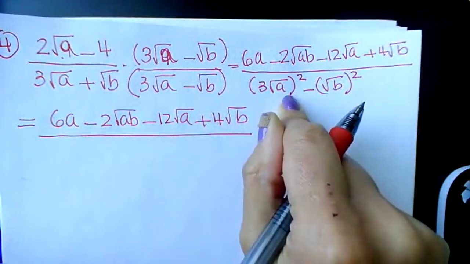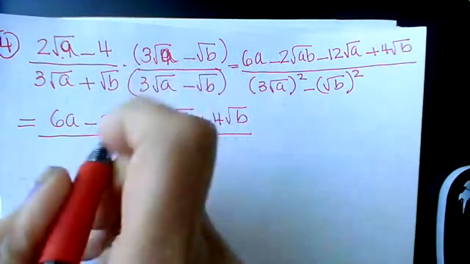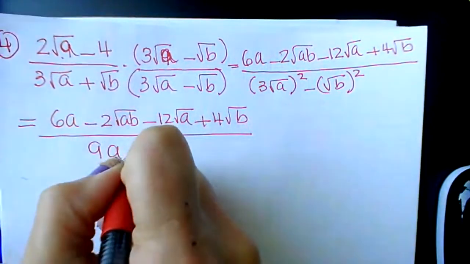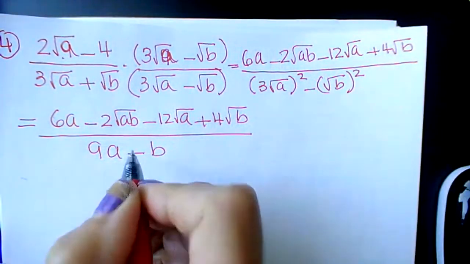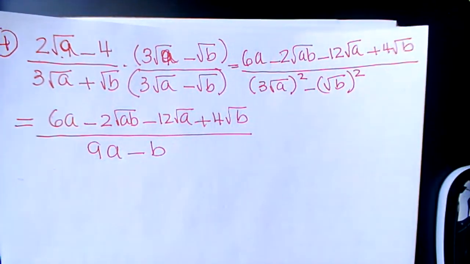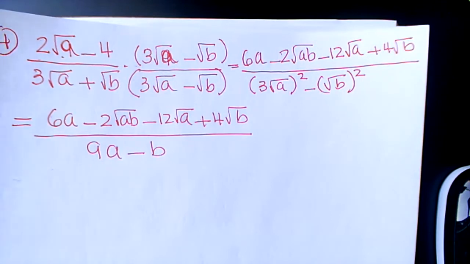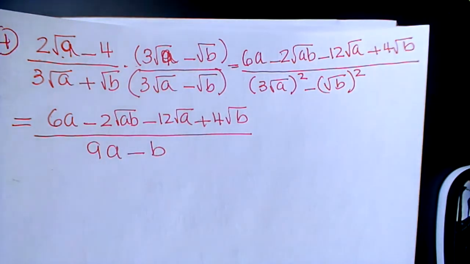Then this one is going to be what? 9A. And this one is going to be B. And that's going to be our answer. We can't do anything else. Let's do another one.